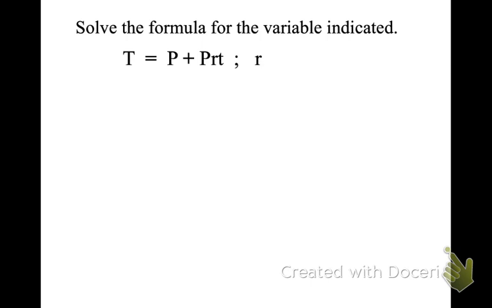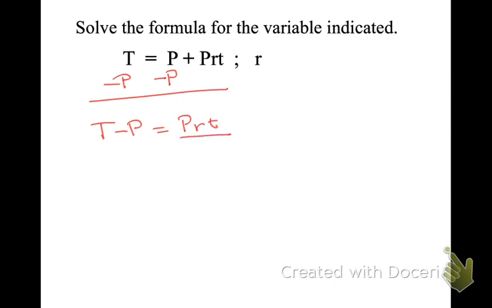This is an interest problem. The total balance is equal to the principal plus PRT, which stands for the interest. So P is for principal, and principal, rate and time multiplied together equals the interest. So we have to get that little r. With multi-step equations, it's always easier to undo the addition and subtraction first, so I'm just going to get rid of this big P first. And then I get T minus big P equals big P r t.